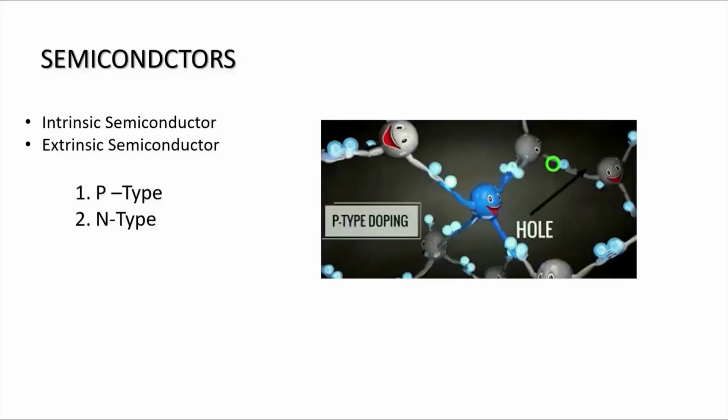Before talking about the p-n junction, we have to discuss semiconductors. There are two types of semiconductors: intrinsic semiconductors and extrinsic semiconductors. Pure semiconductors like silicon and germanium are known as intrinsic semiconductors, and if you add impurities to vary the conductivity of the semiconductor, then it is known as an extrinsic semiconductor. Again, it is divided into two types: p-type semiconductor and n-type semiconductor.